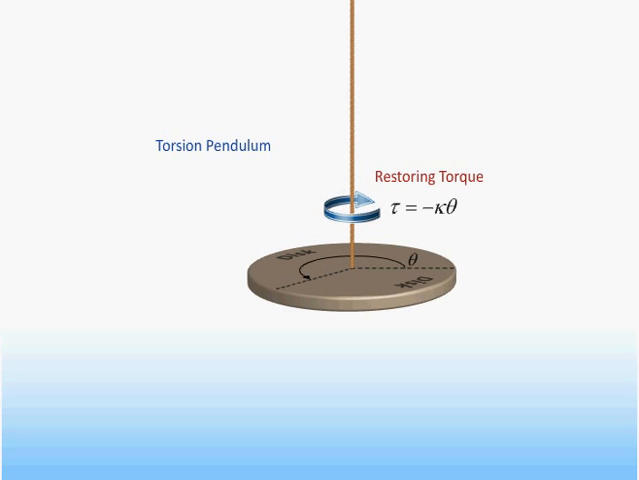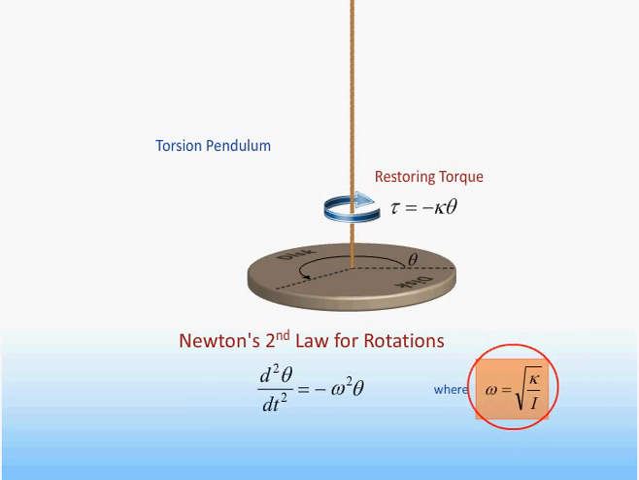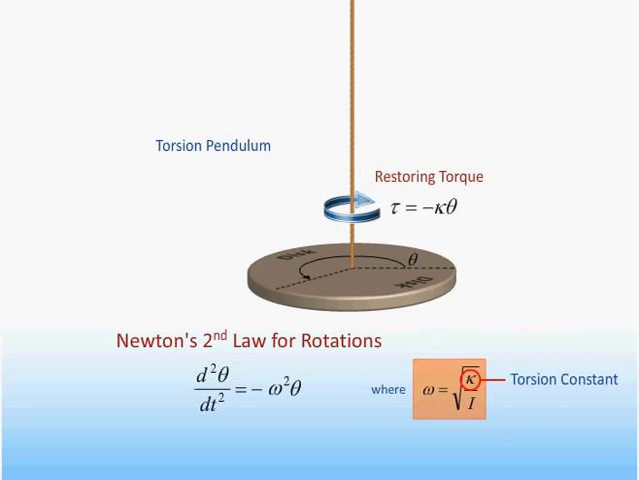If the disc is rotated through some initial angle and released, it will oscillate back and forth, executing simple harmonic motion. We can analyze this motion by applying Newton's second law for rotations. Writing the angular acceleration as the second derivative of the angular displacement, we obtain the signature differential equation for simple harmonic motion. We identify the angular frequency of the motion as the square root of the torsion constant divided by the moment of inertia of the disc about its symmetry axis.